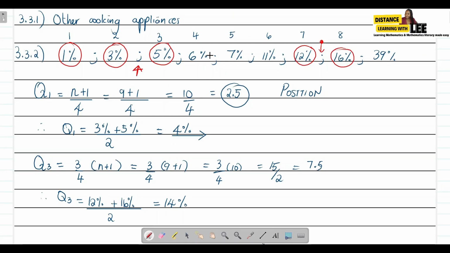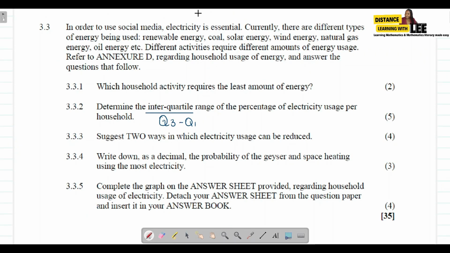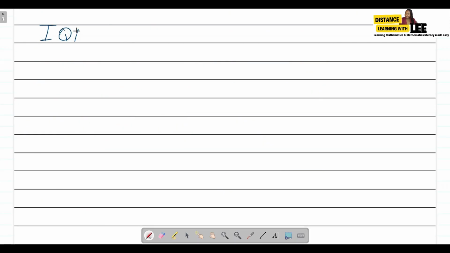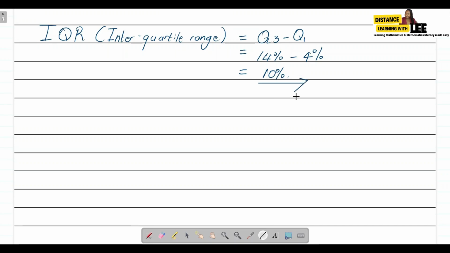So we found our Q1 and we found our Q3. To determine the interquartile range, IQR, we know it is equal to Q3 minus Q1. Our Q3 is 14% minus our Q1, which we found was 4%. Therefore, 14% minus 4% is 10%. Therefore, our interquartile range, IQR, is equal to 10%.